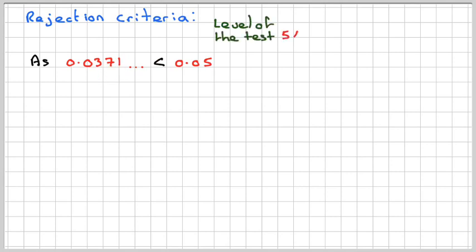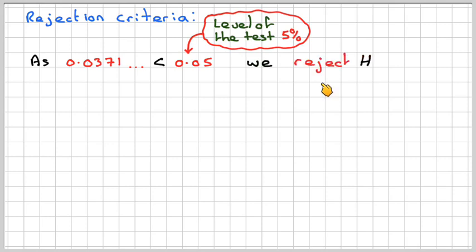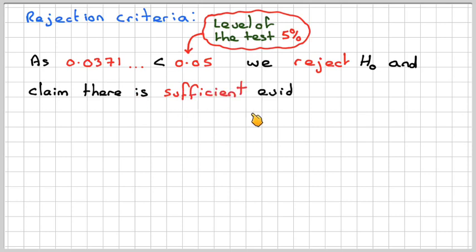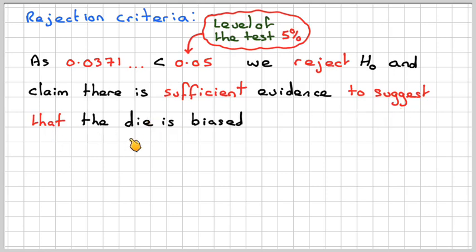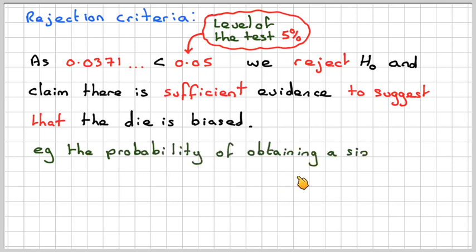Okay, so now we need to write down the rejection criteria. So as 0.0371 is less than 0.05, because it's the level of the test, it's normally 5%, we will reject H0 and claim that there is sufficient evidence to suggest, and you should write to suggest, that the die is biased in order not to be too assertive. E.g., the probability of obtaining a 6 is greater than 1/6.